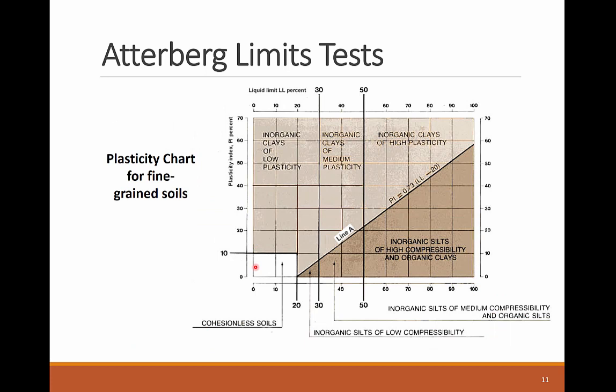Many mechanical properties of clays and silts can be correlated with the liquid limit and the plasticity index. This correlation has been expressed in the shown Casagrande's plasticity chart for fine-grained soils, where the different cohesive soil types are shown relative to the liquid limit on the horizontal axis and the plasticity index on the vertical axis.